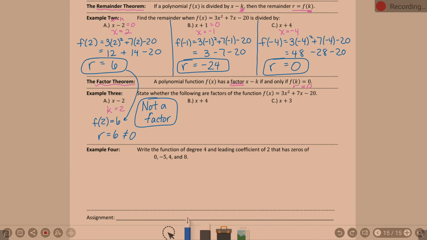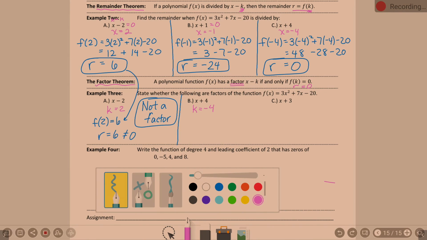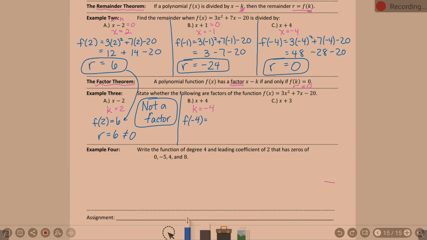Okay. What about x plus 4? What is my k value there? Negative 4. If you plug negative 4 in, f of negative 4, didn't we already do this one? F of negative 4 is 0. So my remainder is a 0. If the remainder is 0, what's that tell me? It is a factor. I guess I said these are yes or no questions. I'm writing factor or not a factor. Same idea, right?